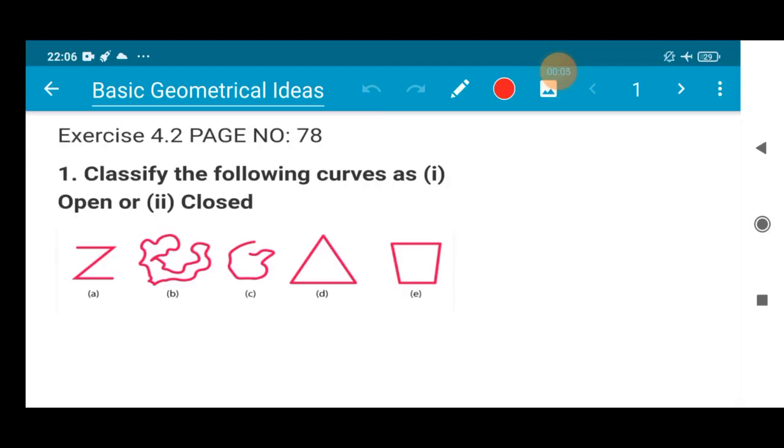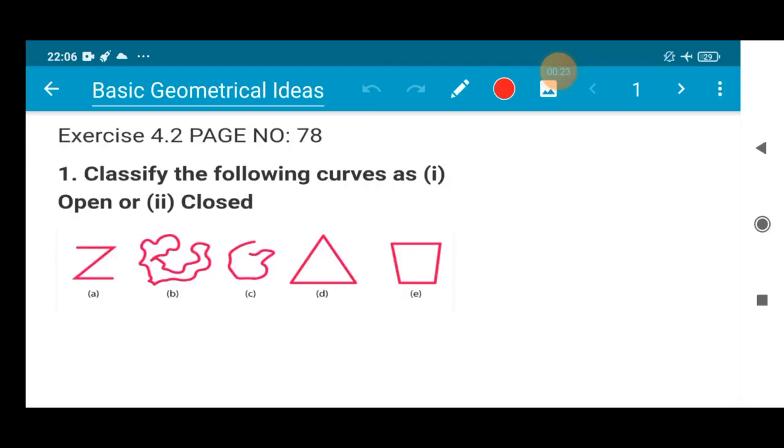So from today onwards we are going to start exercise 4.2, which is on page number 78 of your math NCERT book, chapter number 4, basic geometrical ideas. Okay, so question number 1 here we have is: classify the following curves as open or closed.